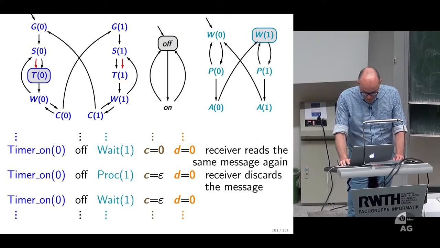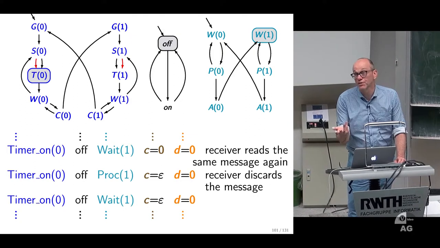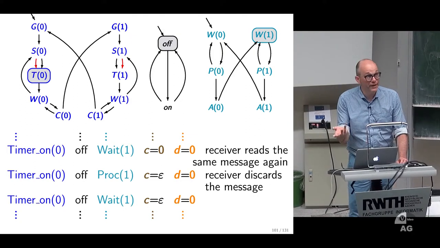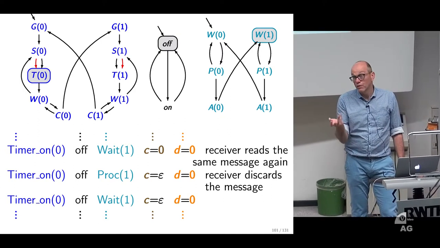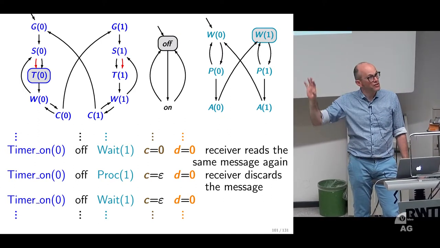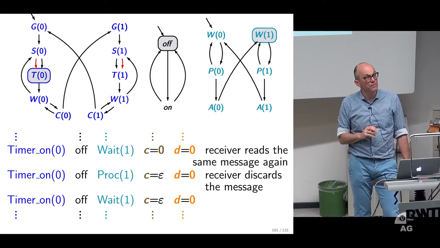Good. And you can continue. So I hope you get some feeling of what this channel system can do, and that you can actually model communication protocols. This is a very simple example, the alternating bit protocol, modeled by means of those channel systems.